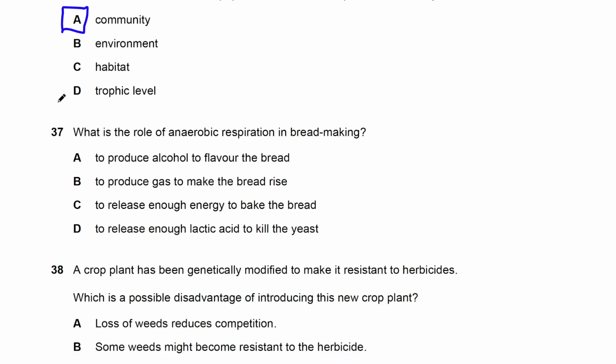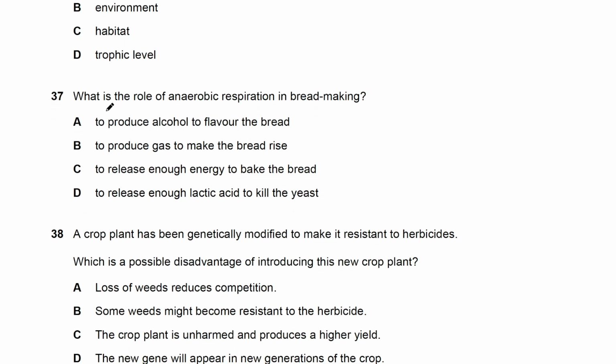Question number 37. What is the role of anaerobic respiration in bread making? Anaerobic respiration in bread making, it's alcoholic respiration. Okay, we have alcoholic fermentation, we have alcoholic and lactic acid. A, to produce alcohol to flavor the bread, sure not, because alcohol will evaporate, so A is wrong. B, to produce gas to make the bread rise, that's right, 100%, will puff the dough.